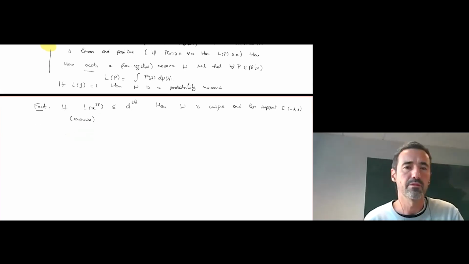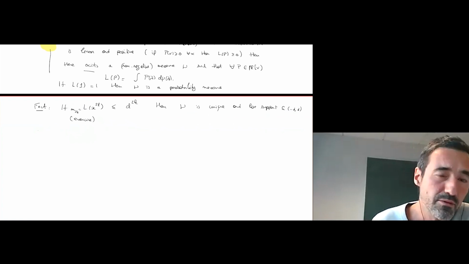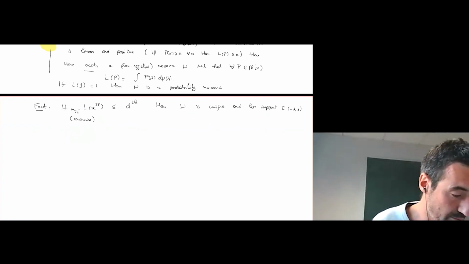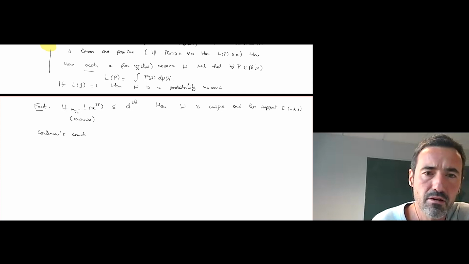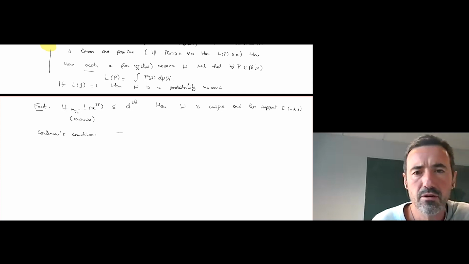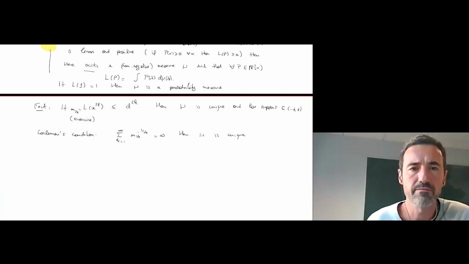There are some more. So let's call that L_2k. So this is a moment problem. Something which is much more difficult is Carleman's condition, which is a sufficient condition, which says that if the series of M_2k to the power minus 1 over 2k diverges, then mu is unique.